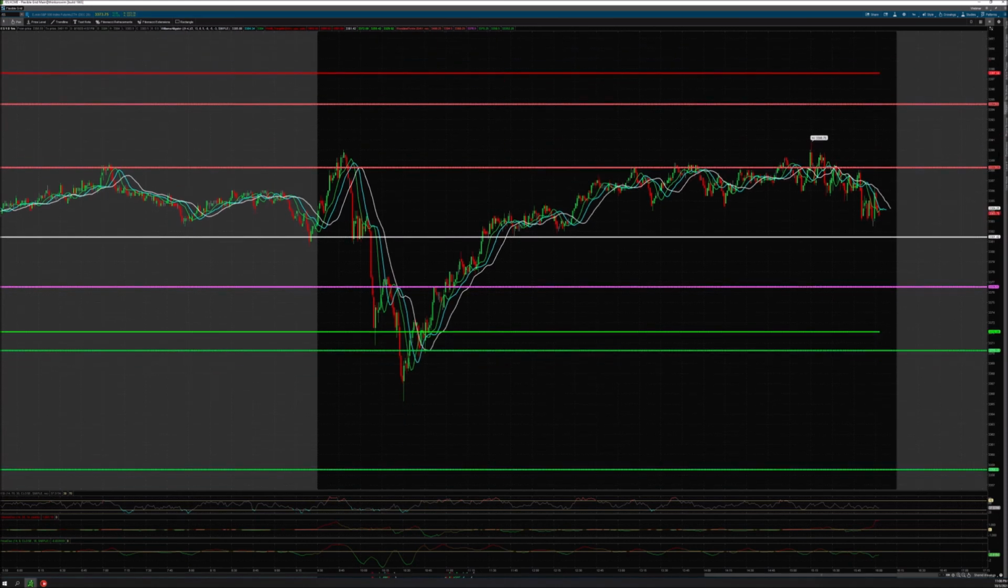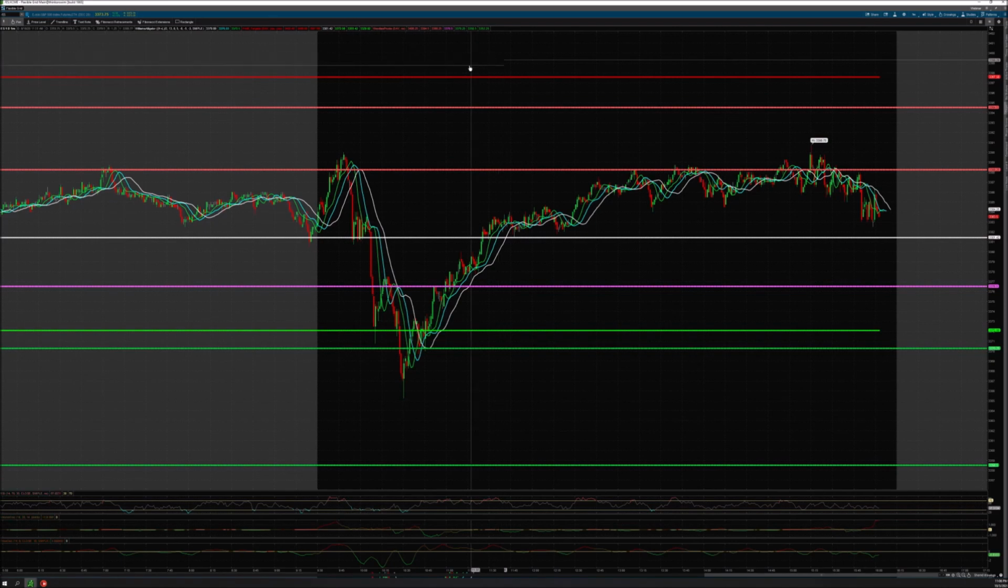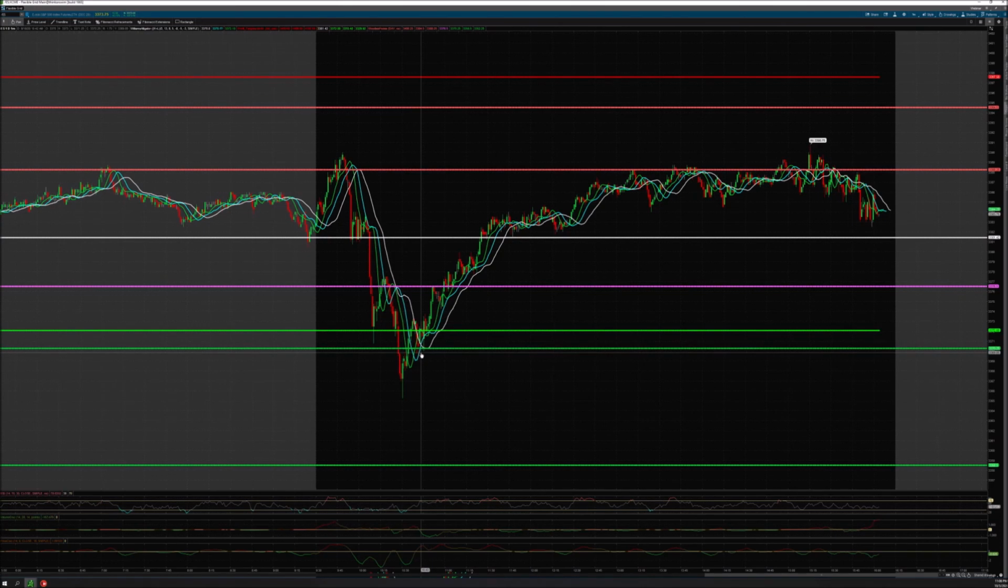Mine is not quite there yet, but mine I use for swing, so I could care less about day trading right now. But the Woody's I've used for day trading. So if you guys want an indicator for pivots, the Woody pivot indicator is a little bit more accurate than anything else that I've tried.